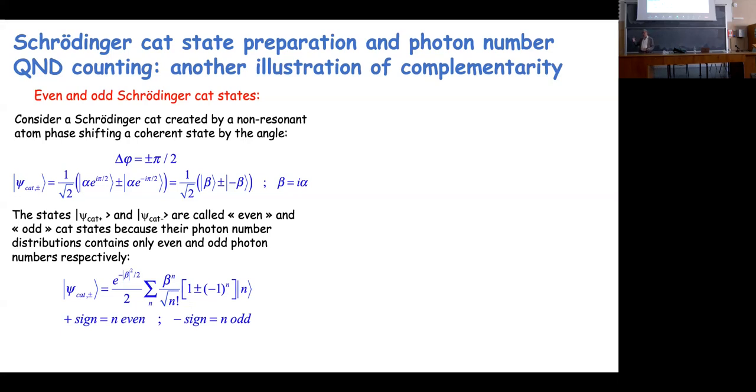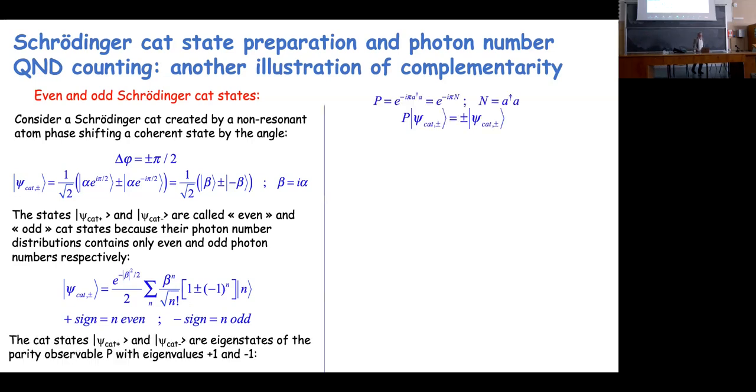So if you are in the even cat, alpha plus minus alpha, then you suppress the odd numbers. If you are in alpha minus alpha, then you suppress the even numbers. So the photon number parity is different: the even cat has even photon numbers and the odd cat has odd photon numbers. This means that in fact, the even and odd cats are eigenstates of the parity operator.